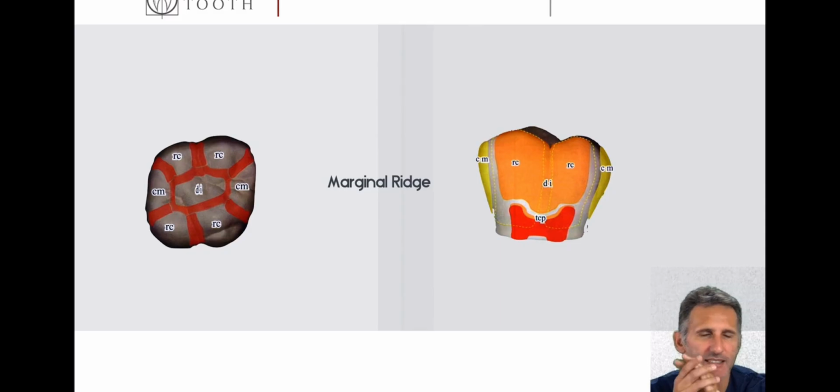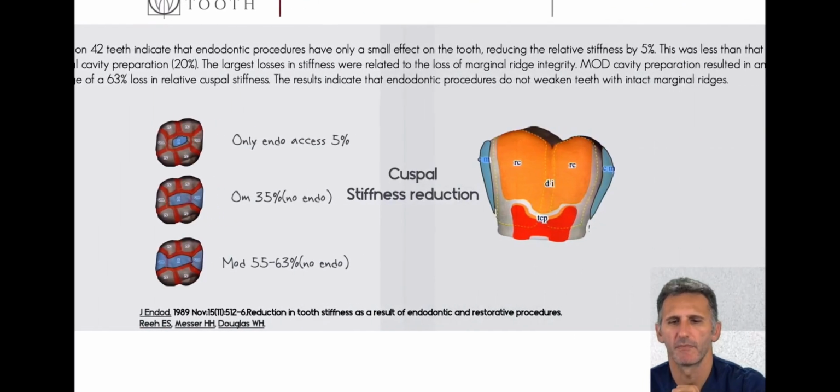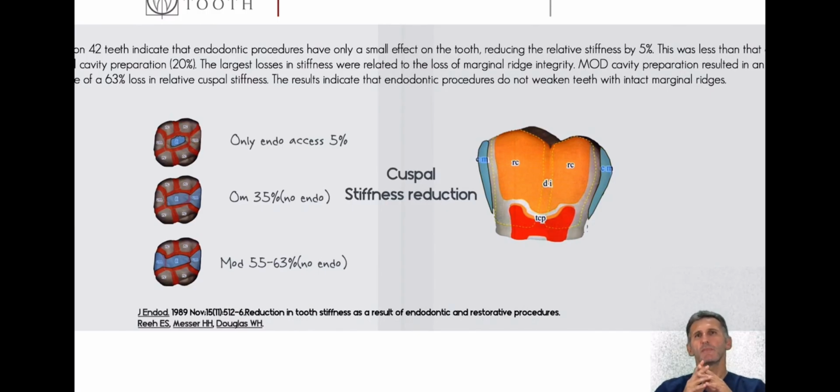A lot of emphasis in the last years has been given instead to the importance of the marginal ridge. And this is related to an article that, in my opinion, is one of the most controversial and misinterpreted studies. This is the famous study of Reeh. This is a study made in 1989 by Reeh, Messer and Douglas, and is about the reduction in tooth stiffness as a result of endodontic and restorative procedures.